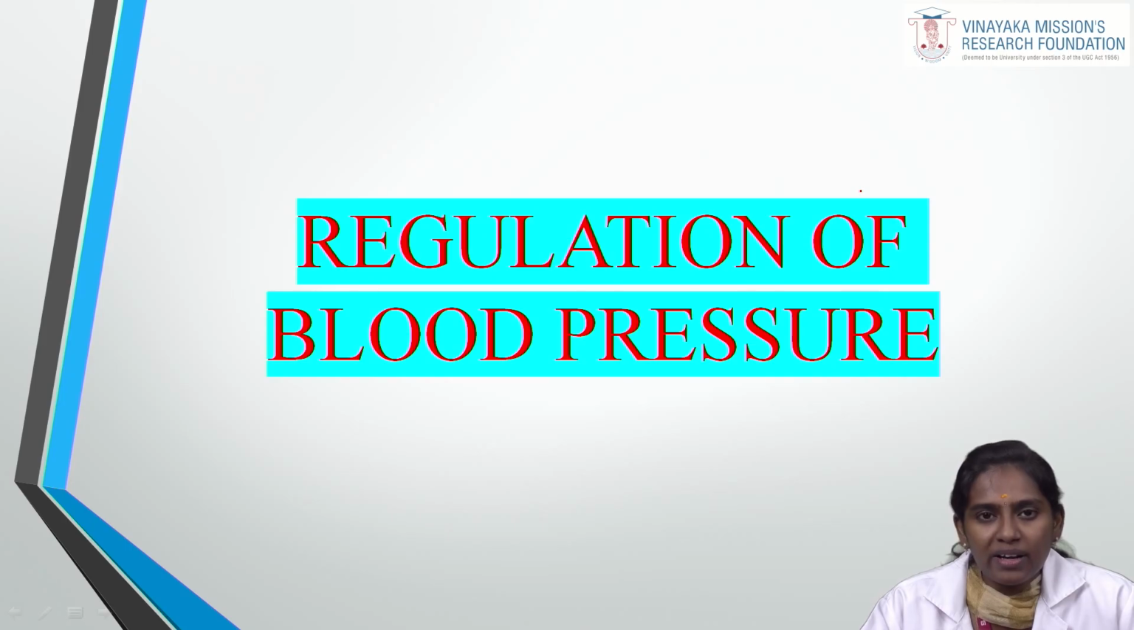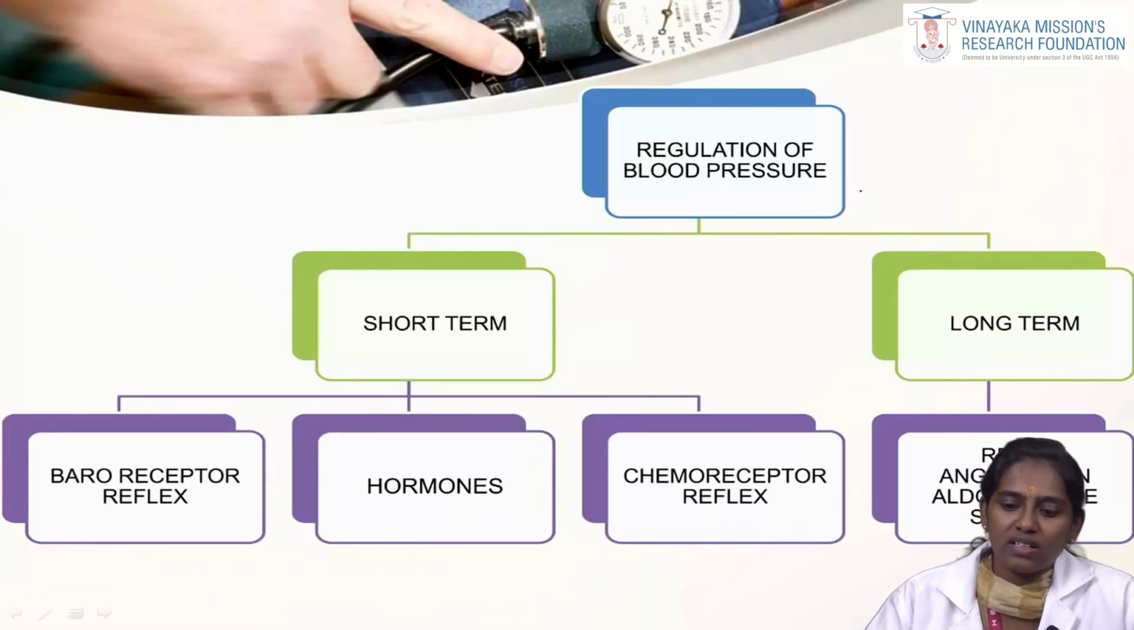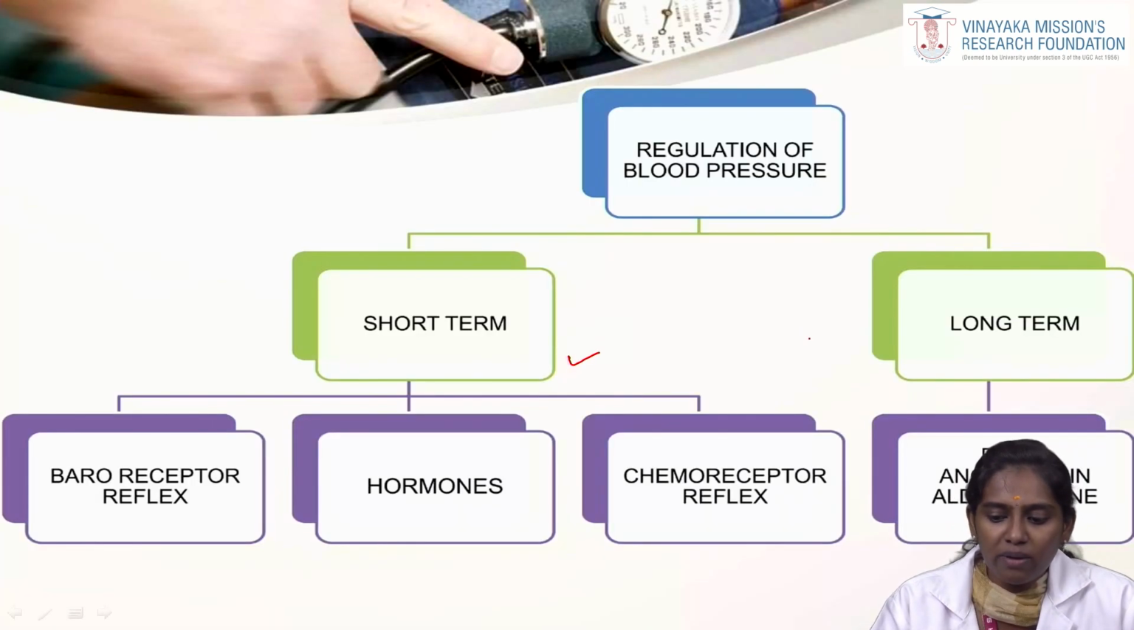Baroreceptor, chemoreceptor and renin-angiotensin mechanism. These three help in the regulation of BP. First we will see the baroreceptor. These are all the classifications, short term and long term.